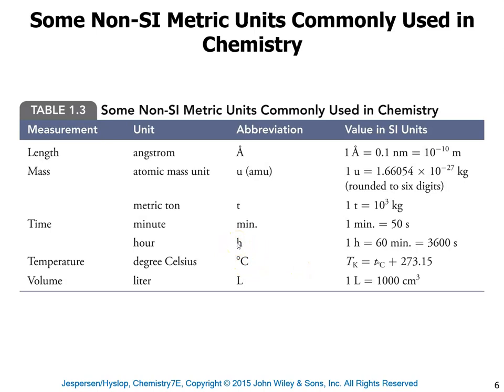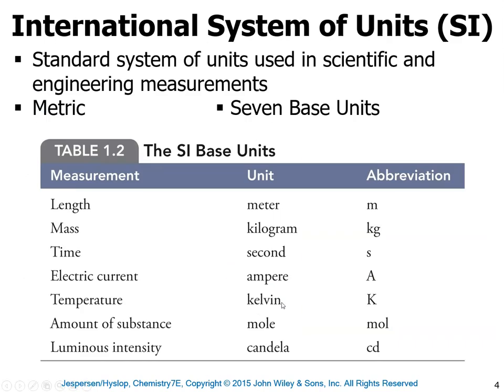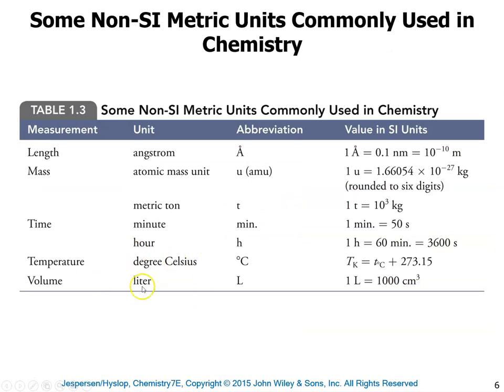We also use Celsius instead of Kelvin oftentimes in the chemistry lab, because that is what our thermometers are calibrated to. And for volume, the systematic unit would be meters cubed, but instead we typically use liters in the lab space.